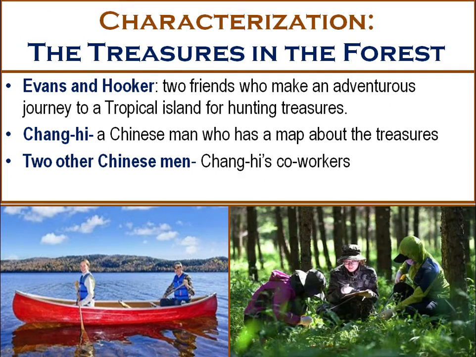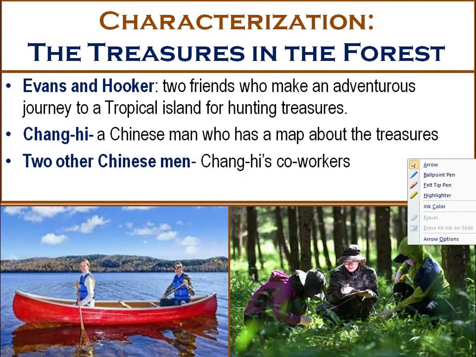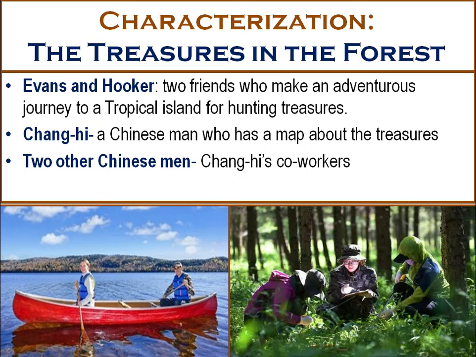Then about characterizations. The characters in the story are Ivan and Hooker. And these are the two friends who make an adventurous journey on a tropical island for hunting treasures. Another character is Chang He, a Chinese man who has a map of the treasures. The other characters are two other Chinese men, the co-workers, helpers of Chang He.